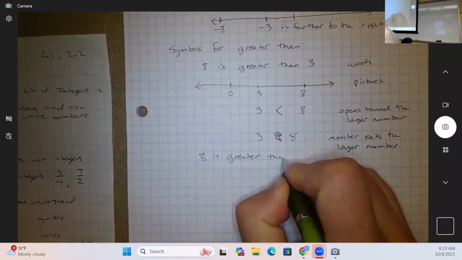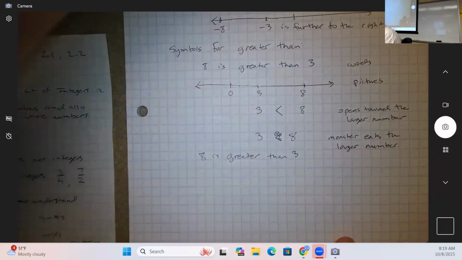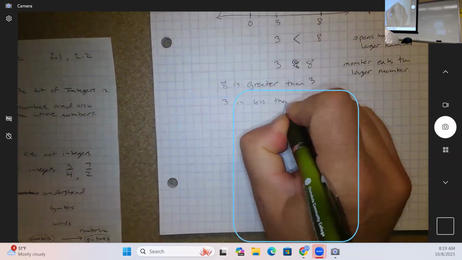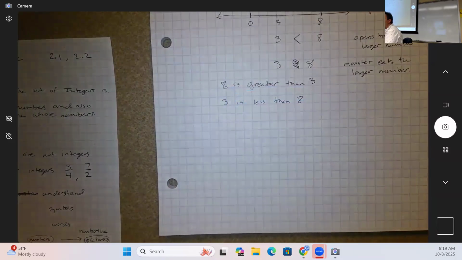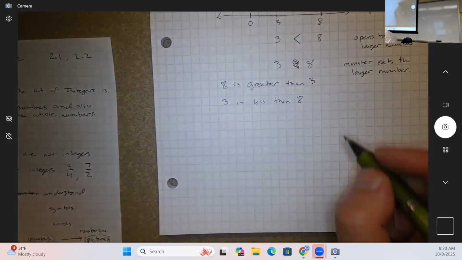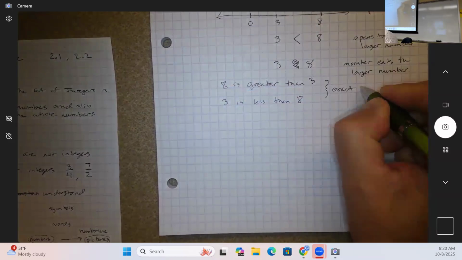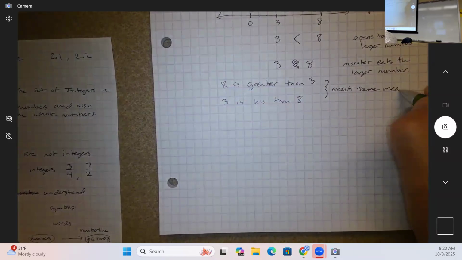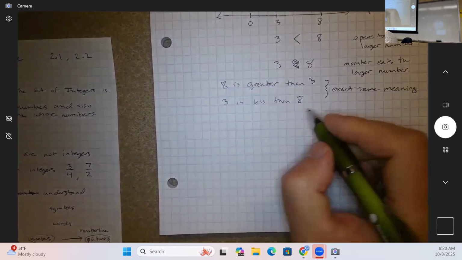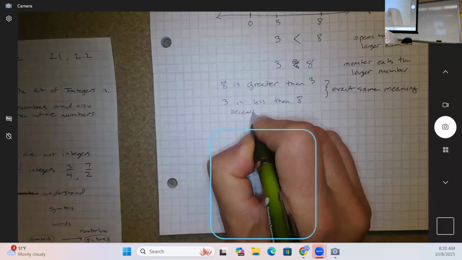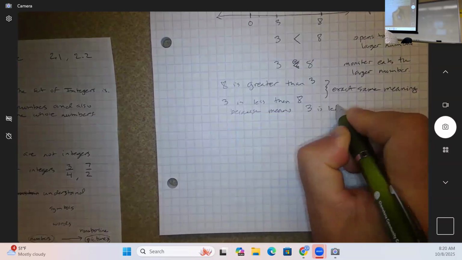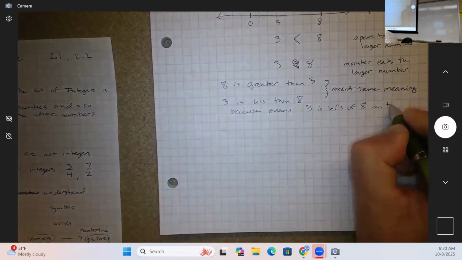Eight is greater than 3. We agree that's true. Would we agree that therefore 3 is less than 8? Yeah, right. We're saying it in a different way. It has the exact same meaning. If we wanted to be fancy about it, we could say these are in the same fact family. Exact same meaning. Because 3 is less than 8 means 3 is left of 8 on the number line.